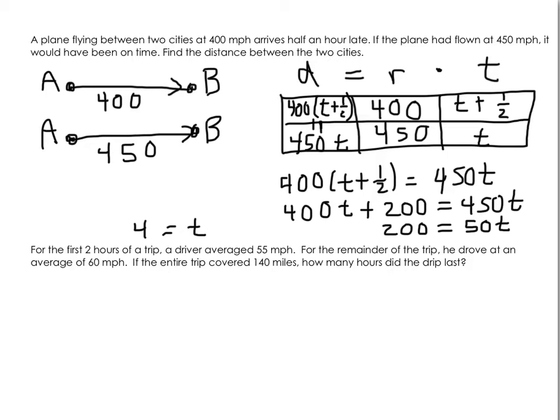Time is 4 hours. Is that what we're looking for, though? How much time the plane would have taken had it gone at 450 miles an hour? Now the question is, what is the distance? Find the distance. Let's make sure we answer the question. Time is 4 hours. So if we put 4 hours in our box here, we know that our distance is 450 times our time, which is 4.